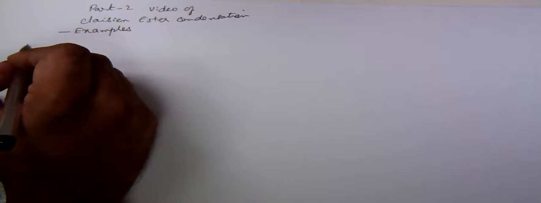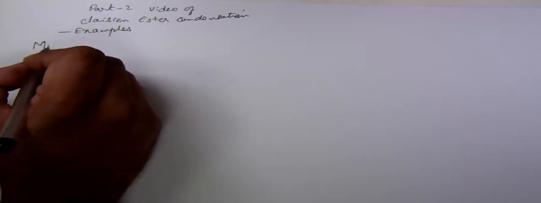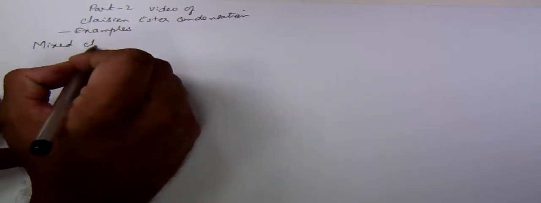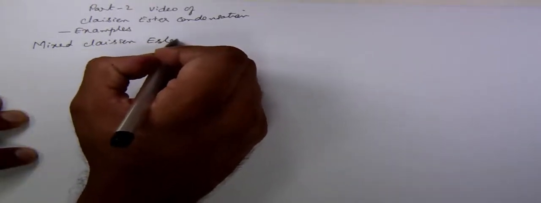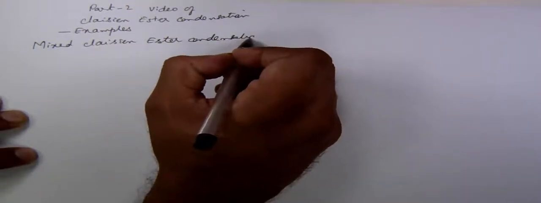and in fact primarily we're going to look at the mixed Claisen ester condensation. When I say mixed, it means that we are going to use two different esters, compared to the fact that we had used the same ester in the last video. So this is some kind of a cross ester condensation, crossed Claisen ester. So let's take some examples.